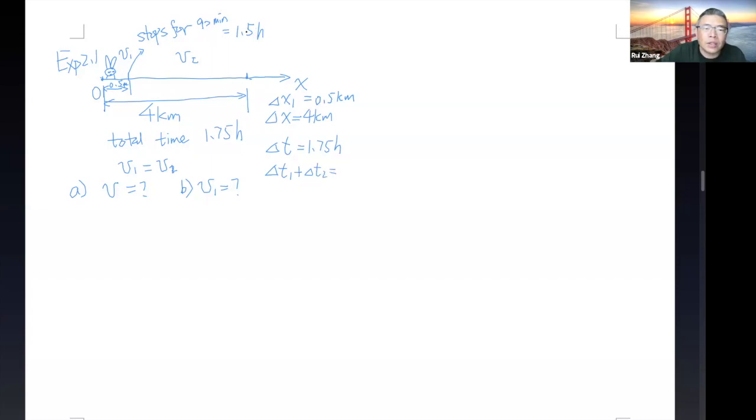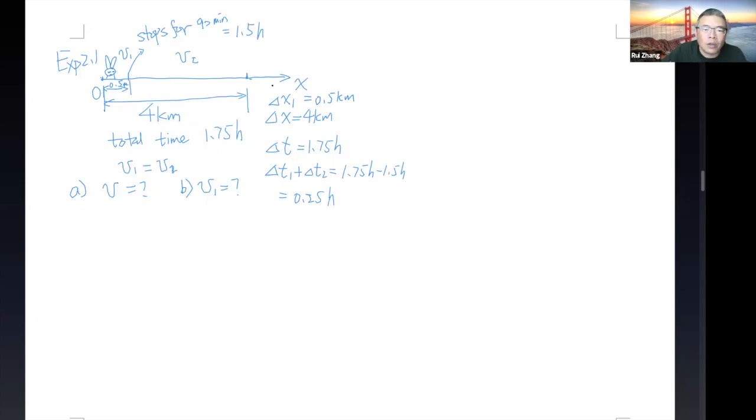Using this one, that's going to be 1.75 minus 1.5, so that's 0.25 hour. So the actual running time is going to be 0.25 hour. Delta T1 corresponds to the first part of running, delta T2 corresponds to the second part of running. So that's the given information, right?